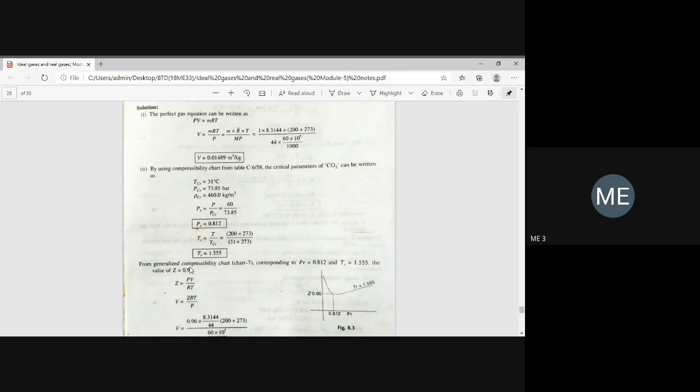Now, after getting the value, you have to compare. Using the ideal gas equation, how much are you getting? 0.01489 and 0.0173. So this much deviation you get while treating carbon dioxide gas as a real gas. Whatever problems I solved, this kind of problem only you may get in the exam.